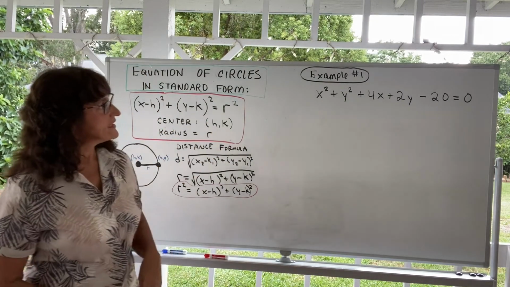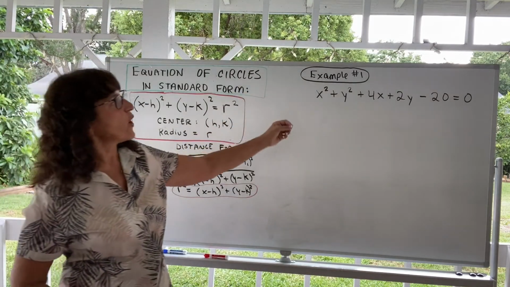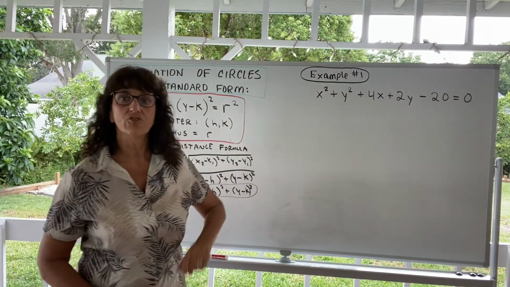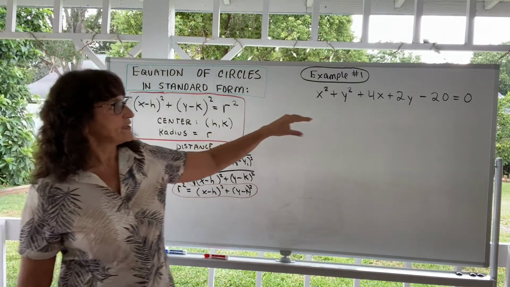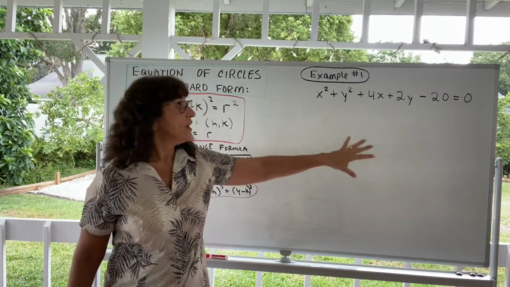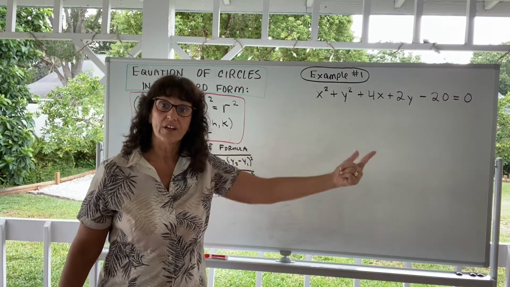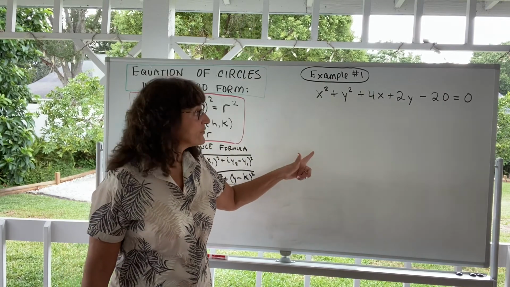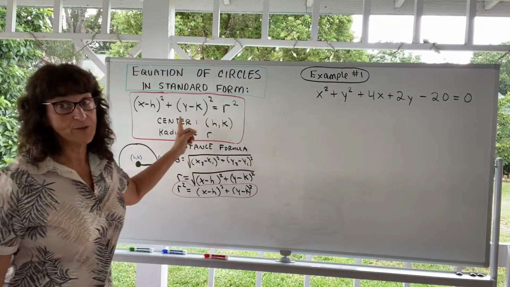So let's take a look at an example. x squared plus y squared plus 4x plus 2y minus 20 equals 0. This is expanded form. It's an equation of a circle. If we want to sketch the circle, we need the center, we need the radius. And how do we find the center and the radius? Well, you need to write it in standard form.